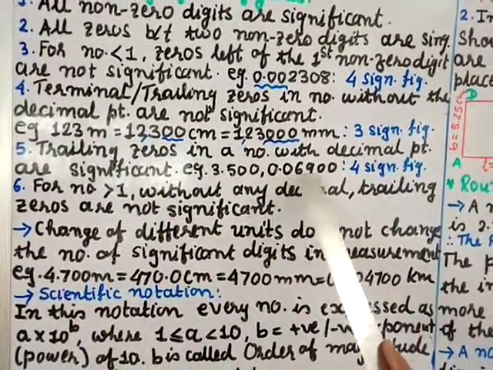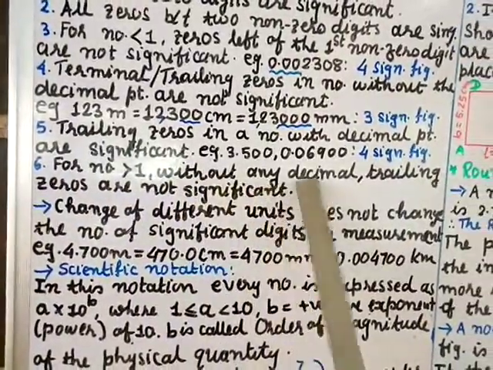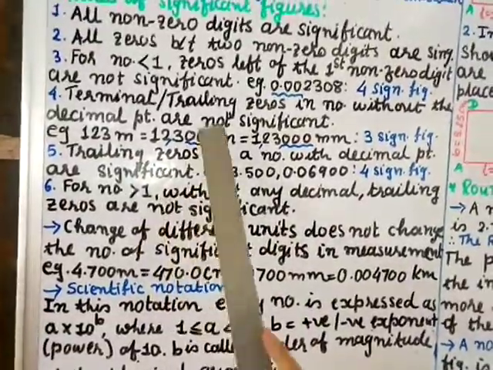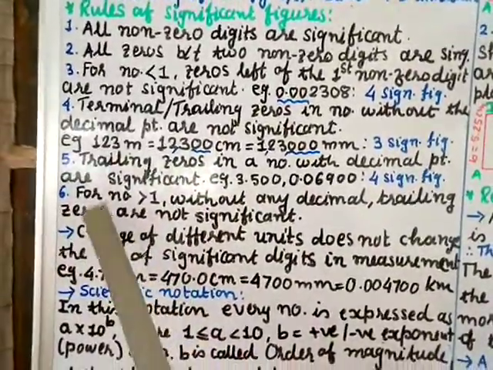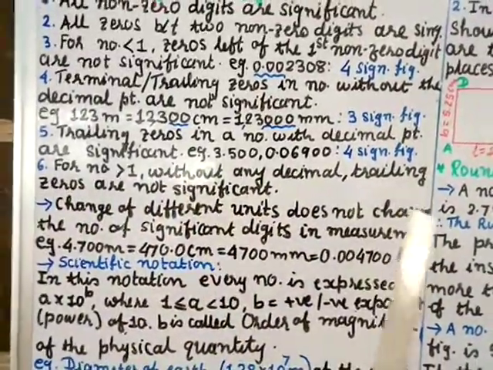So here starting from 6, 9 and 00. Number 6, for a number greater than 1 without any decimal, trailing zeros are not significant. This is similar to rule number 4. So if it is greater than 1 and has no decimal point, then the last zeros are not significant.